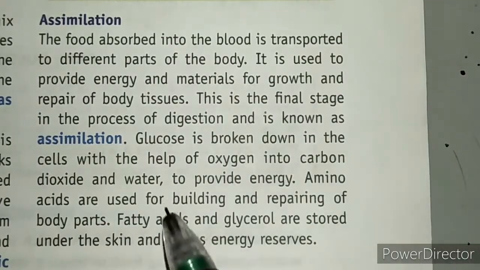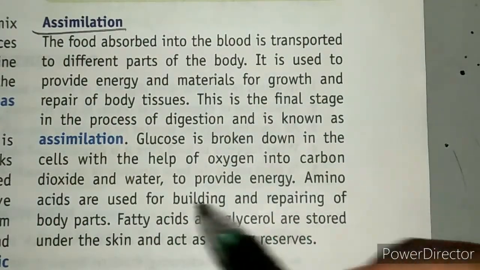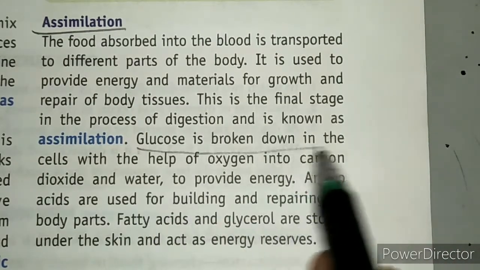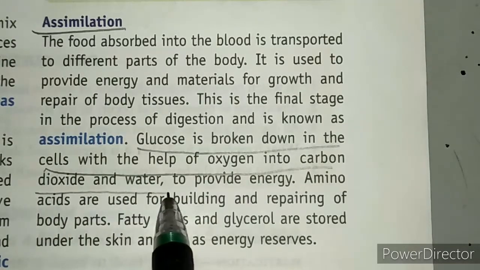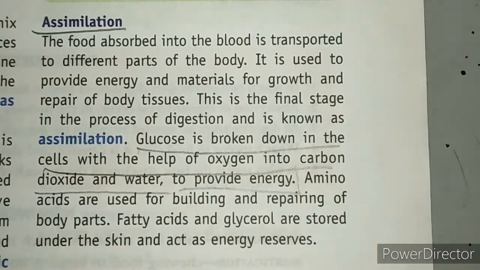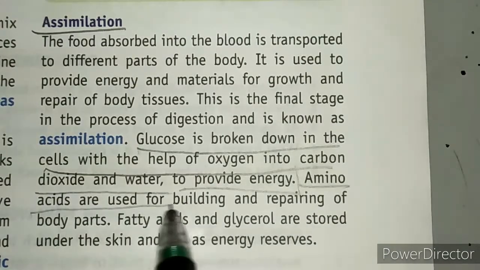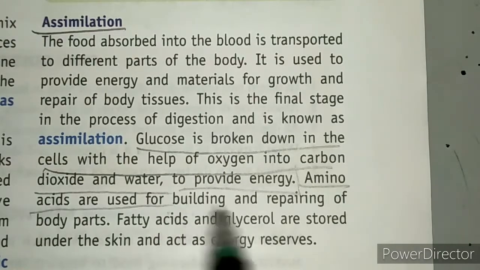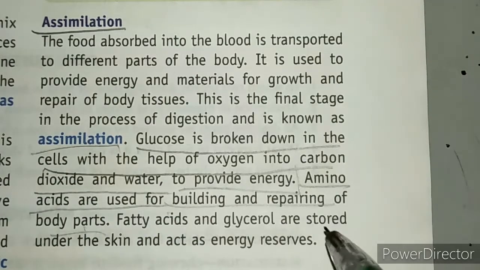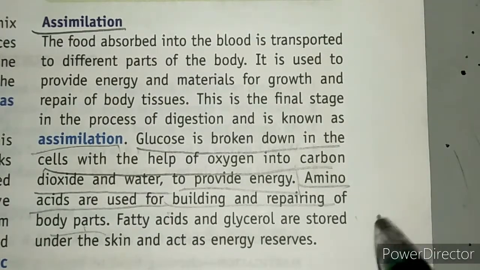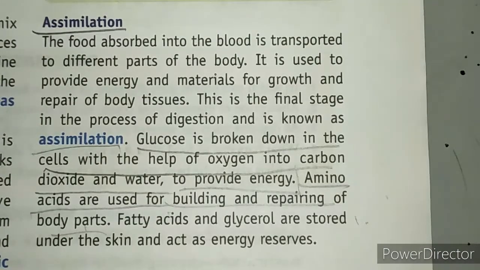After absorption, next we have assimilation. So what happens here? Glucose is broken down in the cells with the help of oxygen into carbon dioxide and water, and it provides energy. This energy is used for making the amino acids, which build and repair the body parts, and this is called assimilation. This is the last process in nutrition.